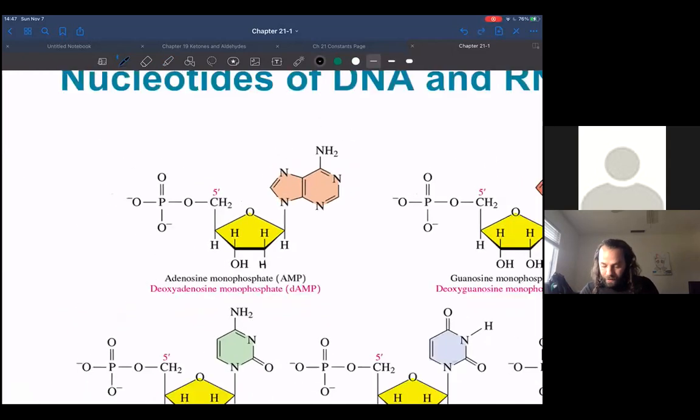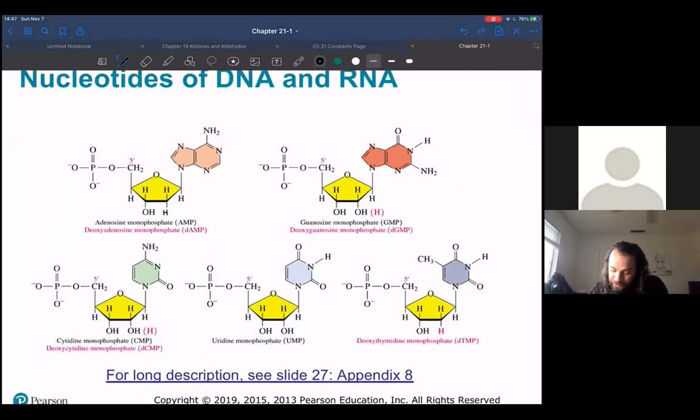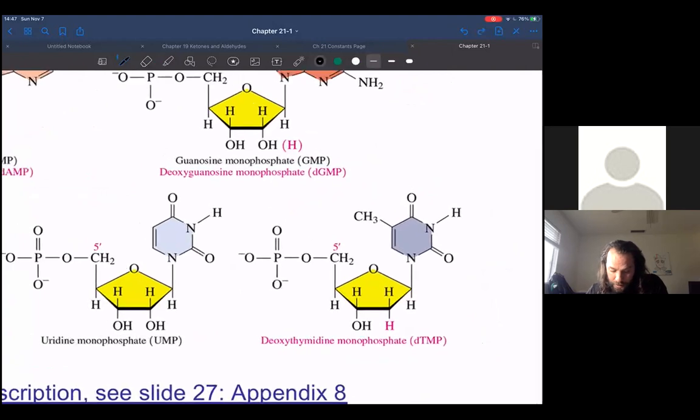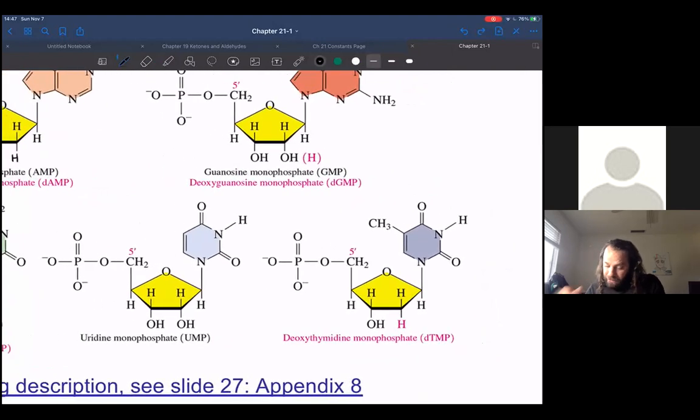Okay. For uridine, the uracil and the thymine. Notice how, because uridine is only found in RNA, you only see it in this picture with the OH group, whereas that thymine is only found in DNA, so you only see it here with just that hydrogen.